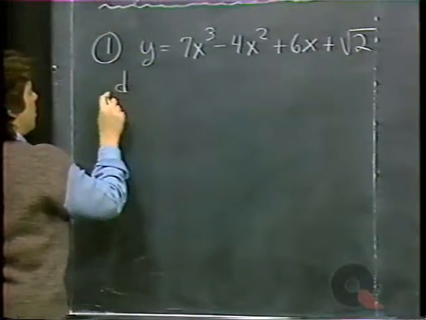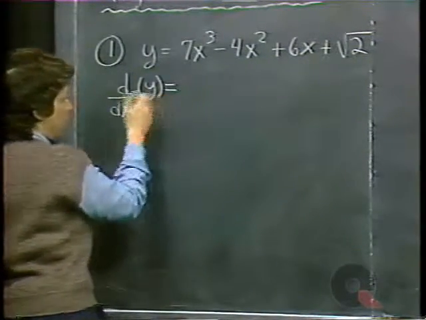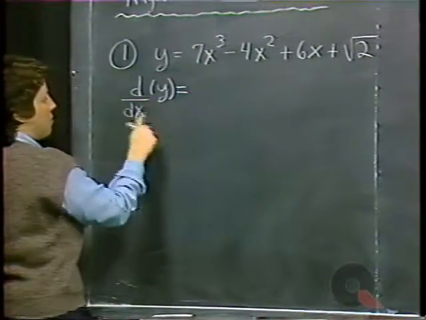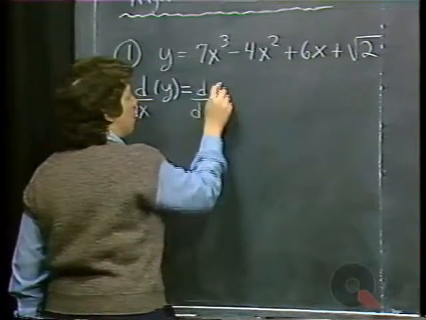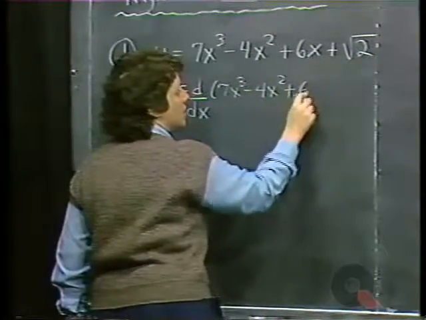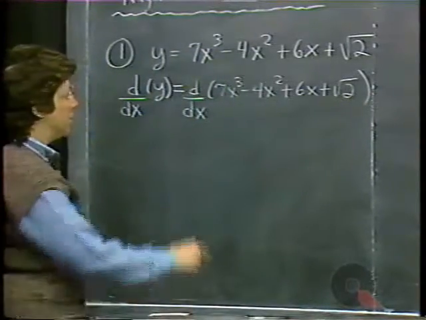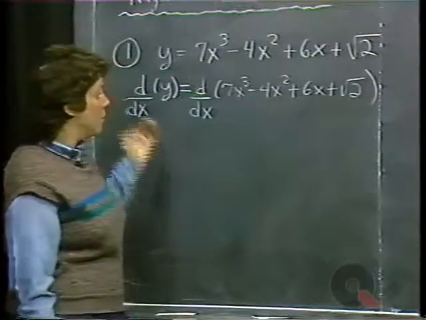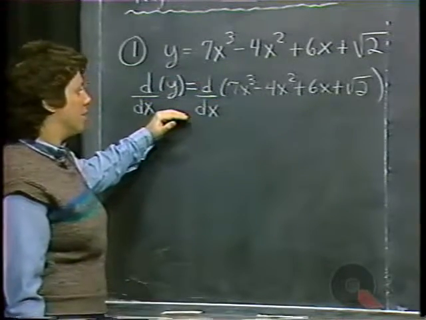Let's take the derivative of both sides, the derivative of y with respect to x. Henceforth, we'll write this as dy/dx. dy/dx really means the derivative of y with respect to x. The derivative of y with respect to x will be the derivative of 7x cubed minus 4x squared plus 6x plus the square root of 2. Now we're interested in differentiating this polynomial. Luckily, we have 4 simple rules which will enable us to differentiate a polynomial like this. Let's look at the 4 rules now.